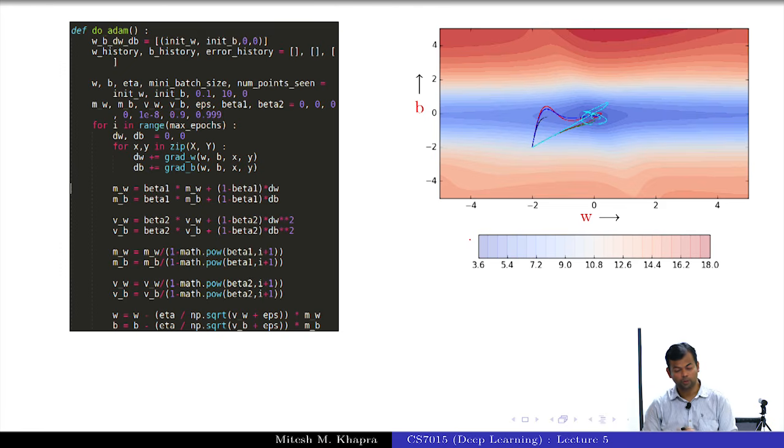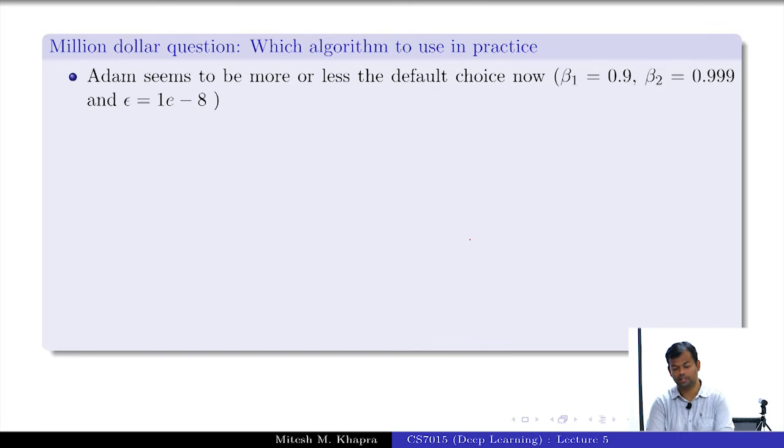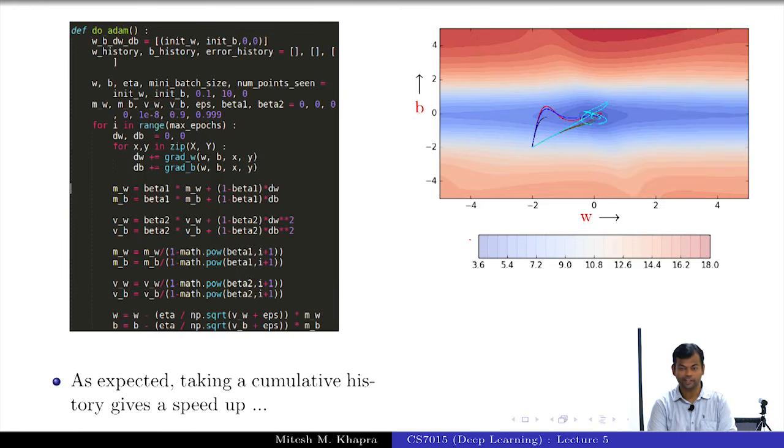Okay. Now, here's the $1 million question. Which of these do you use in practice? What are the options that you have for your backpropagation assignment? Even if you have not read the assignment, you should just tell me based on whatever you have learned. You have gradient descent, momentum, NAG, RMS prop, ADAGRAD, ADAM. Which of these would you choose?